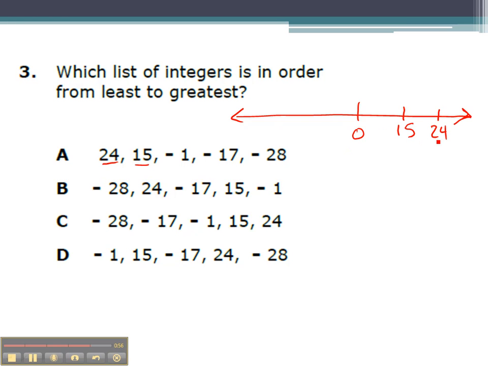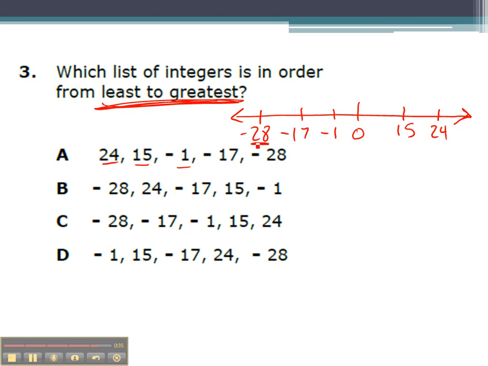The further right you go, the higher the numbers get, so the greater the value of the numbers. And then if we look at these negative integers, -1 would be the first one we would run into as we're going left, then -17, then -28. We have to pay close attention to what the question's asking. They're asking for least to greatest. So the numbers on the far left are the least.